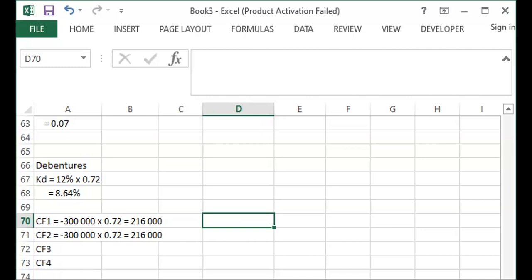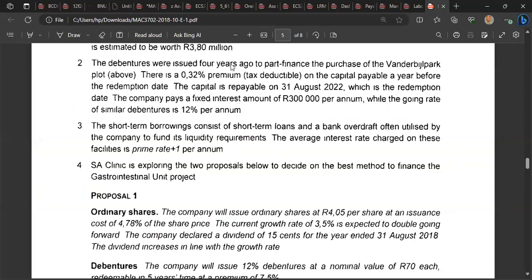So let me check it up there so we can see. So this has got to do with the redemption of capital amount, right? This has basically got to do with the redemption of the capital amount there. So there is a 0.32% premium, which is also tax deductible, which is payable a year before. So it's also a payment that we're making, right?